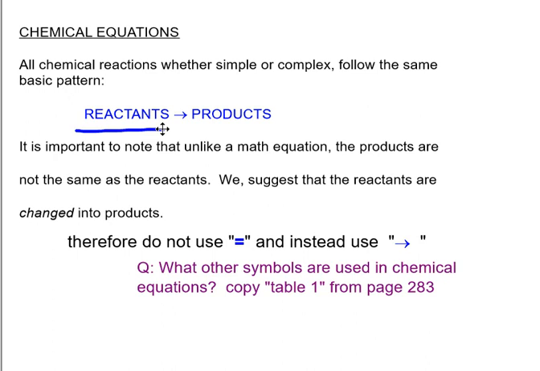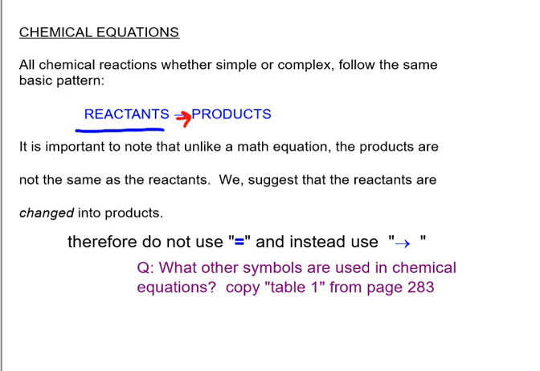Once the reaction happens, that we indicate with an arrow, we will produce something that we write on the right and call the products. It's important to note, unlike a math equation, products are not the same as reactants. We cannot use an equal sign. We're going to see plus signs in chemical equations, but they don't actually mean addition. We're using them in place of the word and.